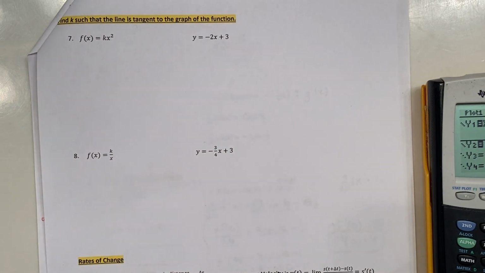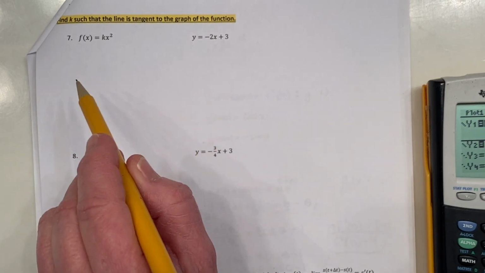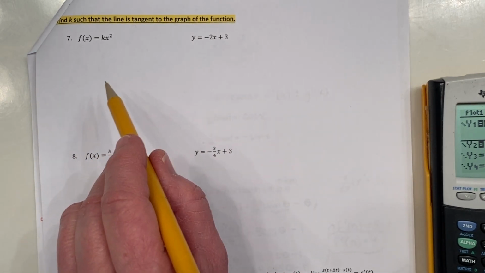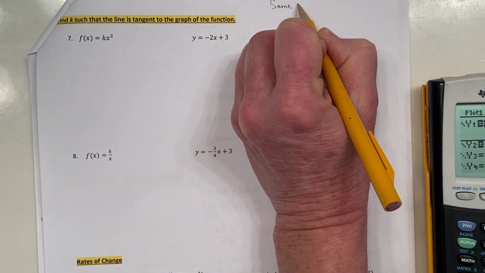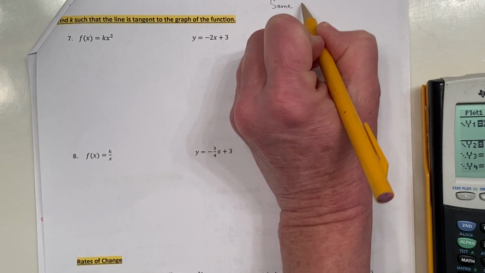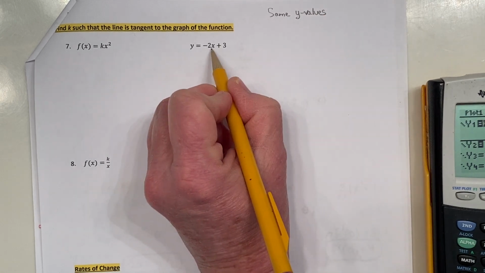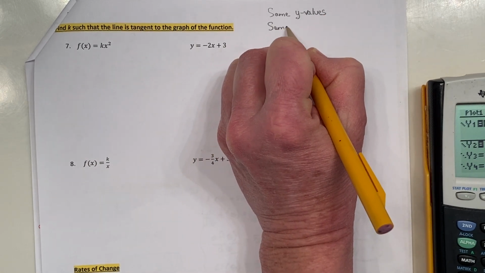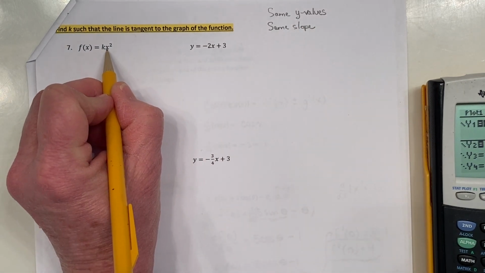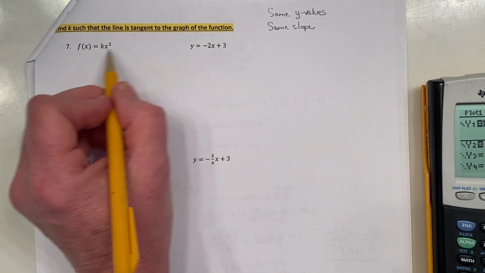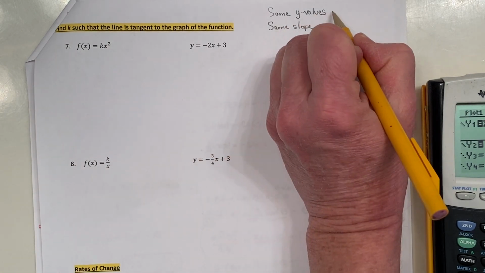In revisiting tangency, if a line is tangent to a function, then they share the same slopes and they share the same y-coordinates. So if that line's tangent to that function, we have to have the same y-coordinate because they meet at the same point, same y values, and they also have to have the same slope. We're trying to figure out what constant multiplier on this function would allow this line to be tangent to this parabola.